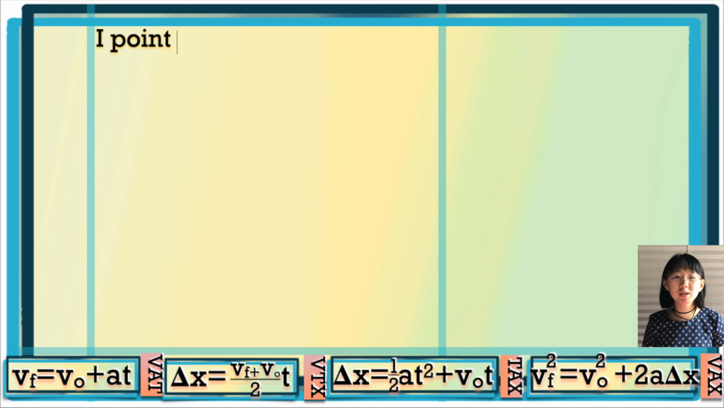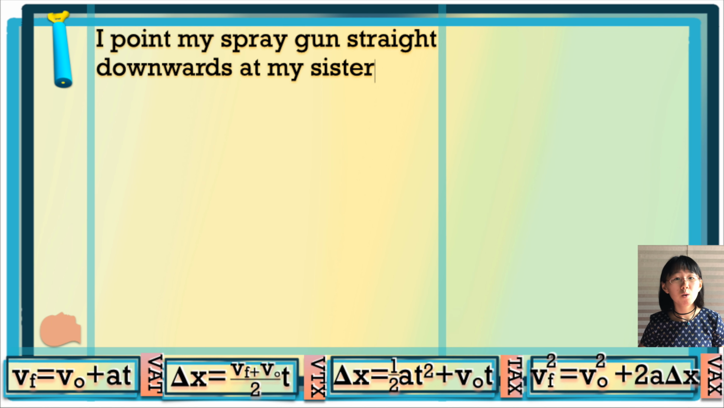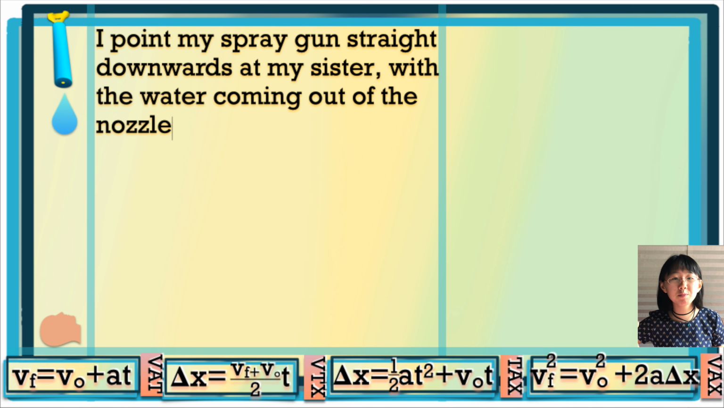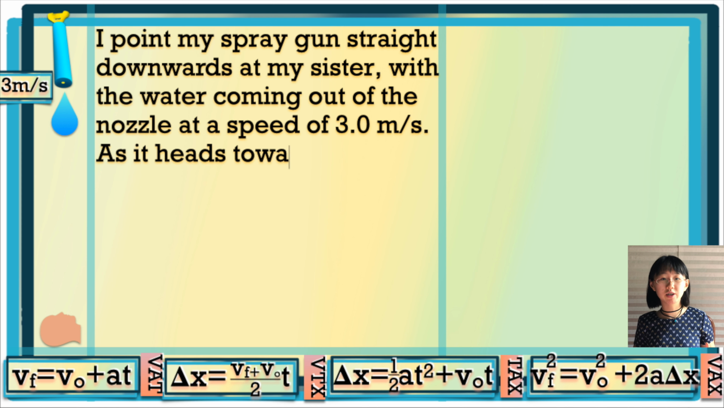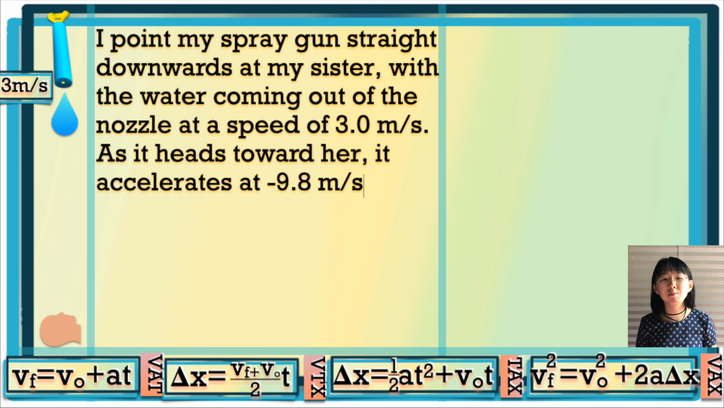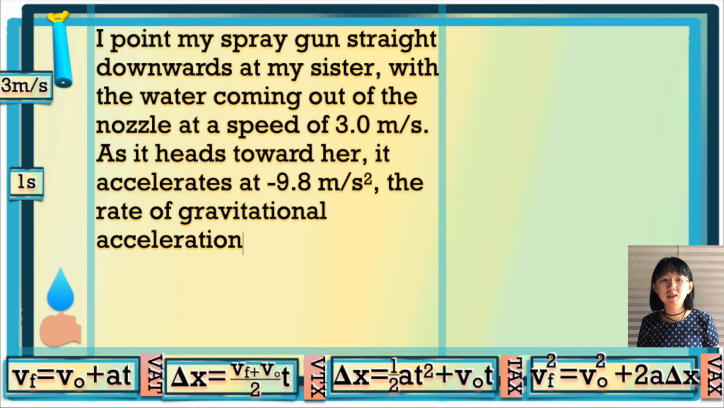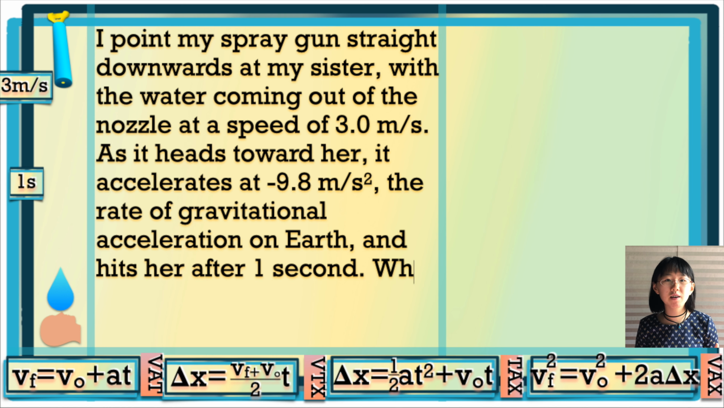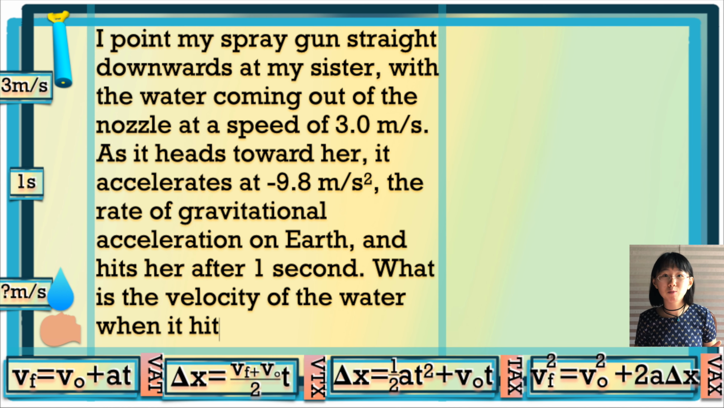Let's look at how important that can be by looking at a scenario. I point my spray gun straight downwards at my sister, with the water coming out of the nozzle at 3 meters per second. As it heads toward her, it accelerates at negative 9.8 meters per second squared, which is the gravitational acceleration on Earth, and it hits her after 1 second. What is the velocity of the water when it hits her?